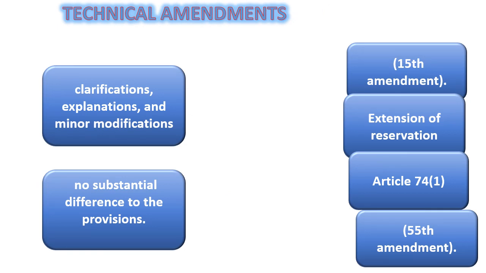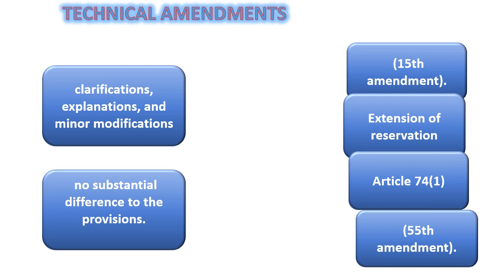Now, technical means in the sense that if we want to add something or slightly modify any existing provision of the Constitution, they are placed under technical amendments, and those slight modifications, slight explanations do not bring any substantial change to the meaning of the existing provision. If any amendment is fulfilling these 2 points, then we place it in the category of technical amendments.